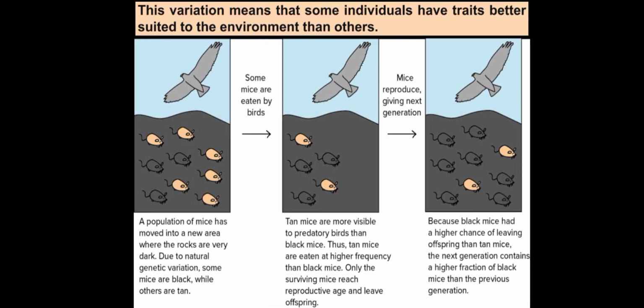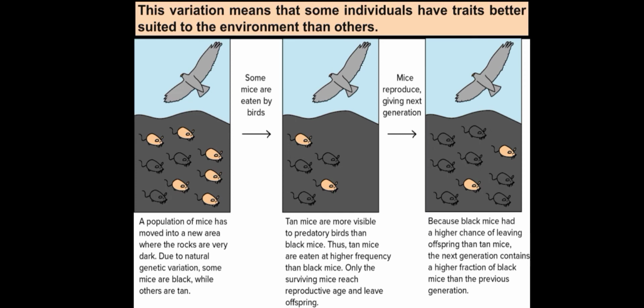Let's understand this with an example. A population of mice has moved into a new area where the rocks are dark. Due to natural genetic variation, some mice are black while others are tan. Few of the mice are eaten by birds. Tan mice are more visible to the predatory birds than black mice. Thus, tan mice are eaten at higher frequency than black mice.